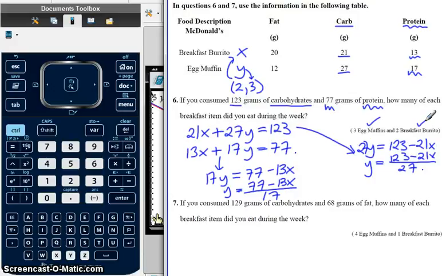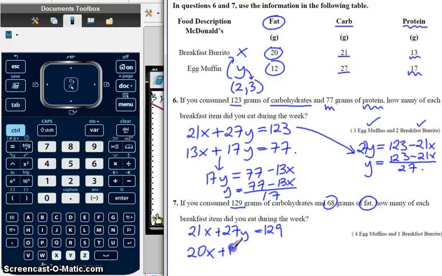So let's do the same thing for question 7. 129 grams of carbohydrates. This is the same sort of idea. So our carbohydrates equation was 21x plus 27y, and that was 129. And 69 grams of fat this time, so 68 for fat. This time we're looking over here, so we're using these numbers here. 20x and 12y.